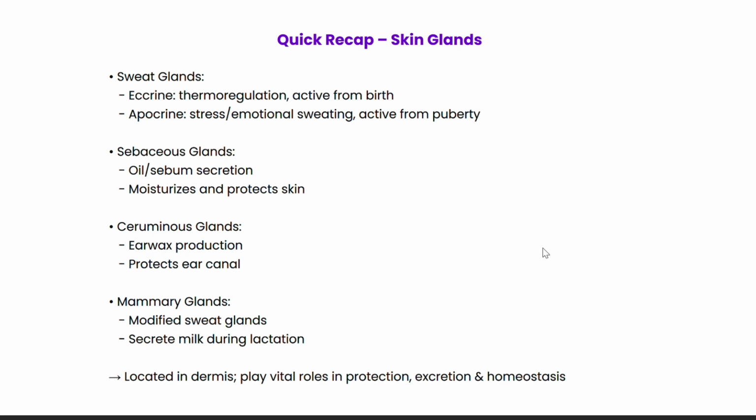To wrap up, skin glands are vital workers behind the scenes. Each type has a distinct function, but together they help us regulate temperature, fight infections, and keep the skin healthy. So, the next time you sweat or notice your skin getting oily, remember your skin glands are just doing their job.